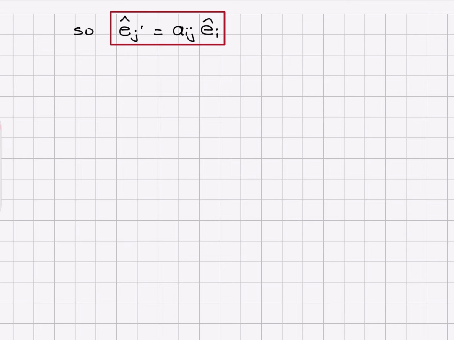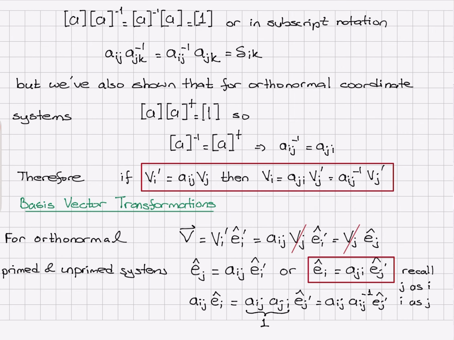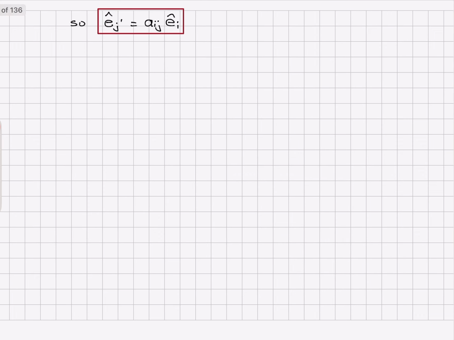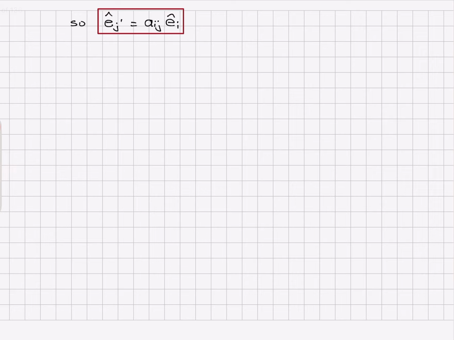So this is how I do my transformation between basis vectors of unprimed and primed orthonormal coordinate systems. e_i hat is equal to a_ji e_j' hat, and e_j' hat is equal to a_ij e_i hat. So one is the inverse of the other because it's equal to its transpose due to the orthonormal property.